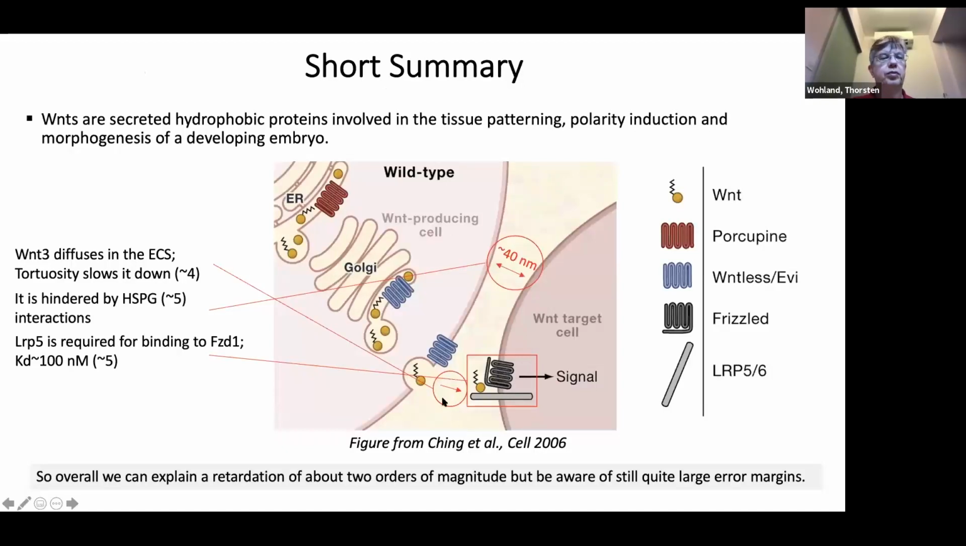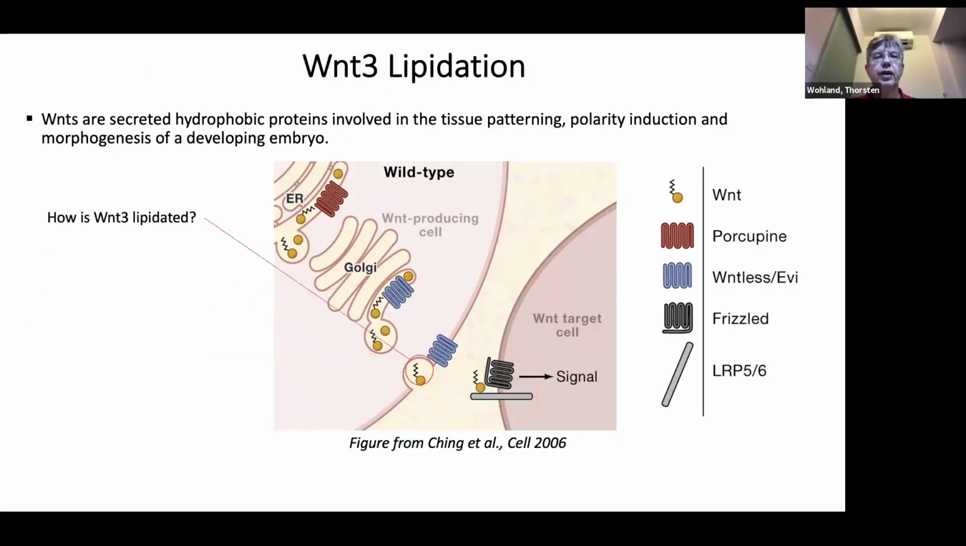So, short summary. What we have explained now is the different interactions of Wnt3: with the receptor, the diffusion of Wnt3 in the extracellular space, and the interaction of Wnt3 with HSPG. Okay, so the last thing that is left over is the lipidation. So let's take a look at that very quickly.